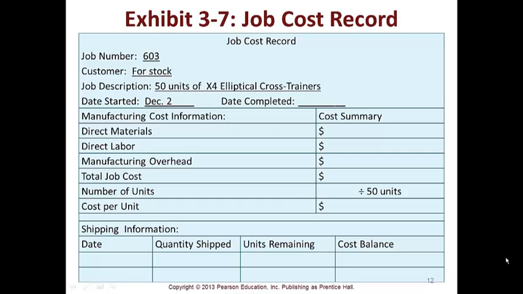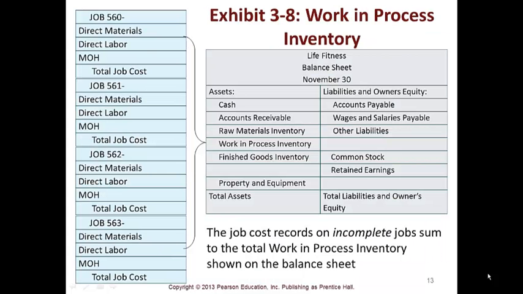But for job costing, there's a job cost record outside of the financial accounting GL system where it shows you the item. Remember, this is all computerized in the world today, but you need to learn it like it used to be done on paper for it to make sense. So here's your cross trainer, and here's your cost summary, and you're going to make 50 units. This is a job cost record, whether it's computerized or not.